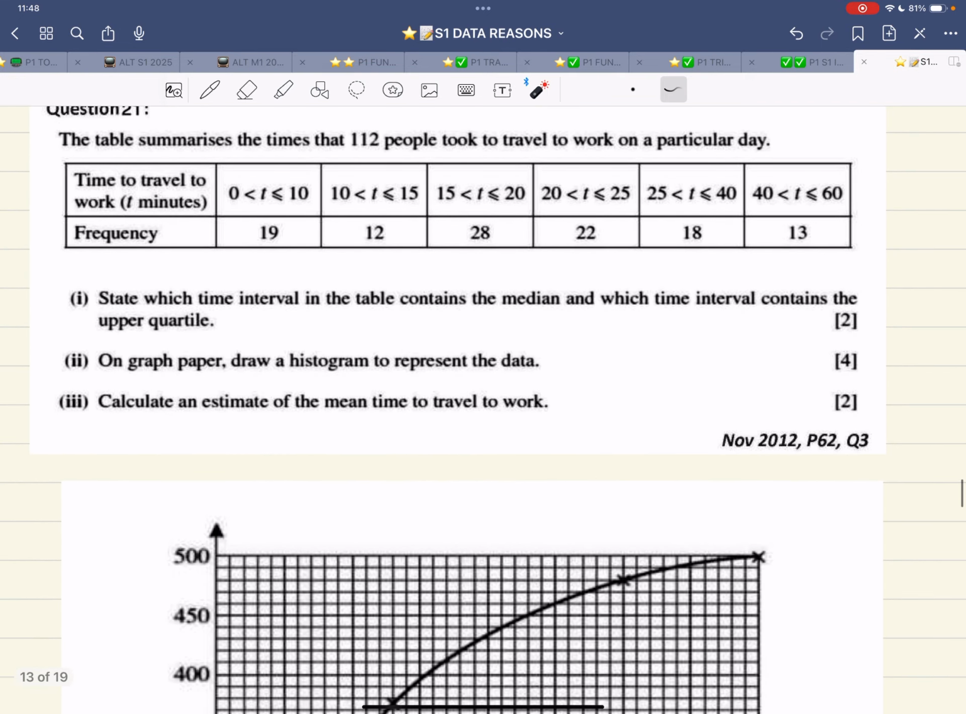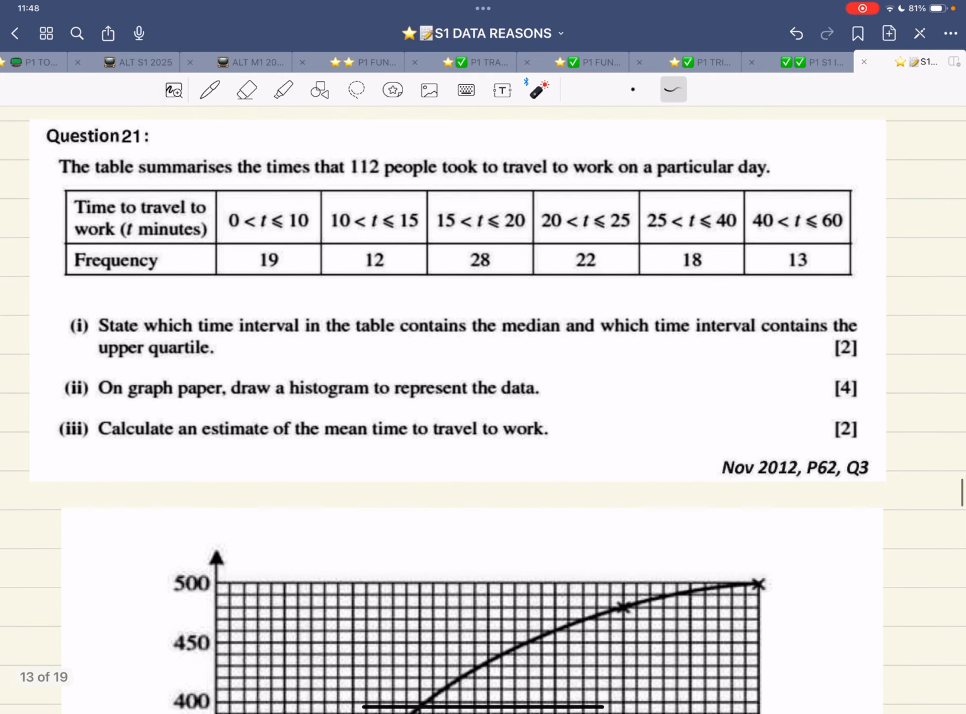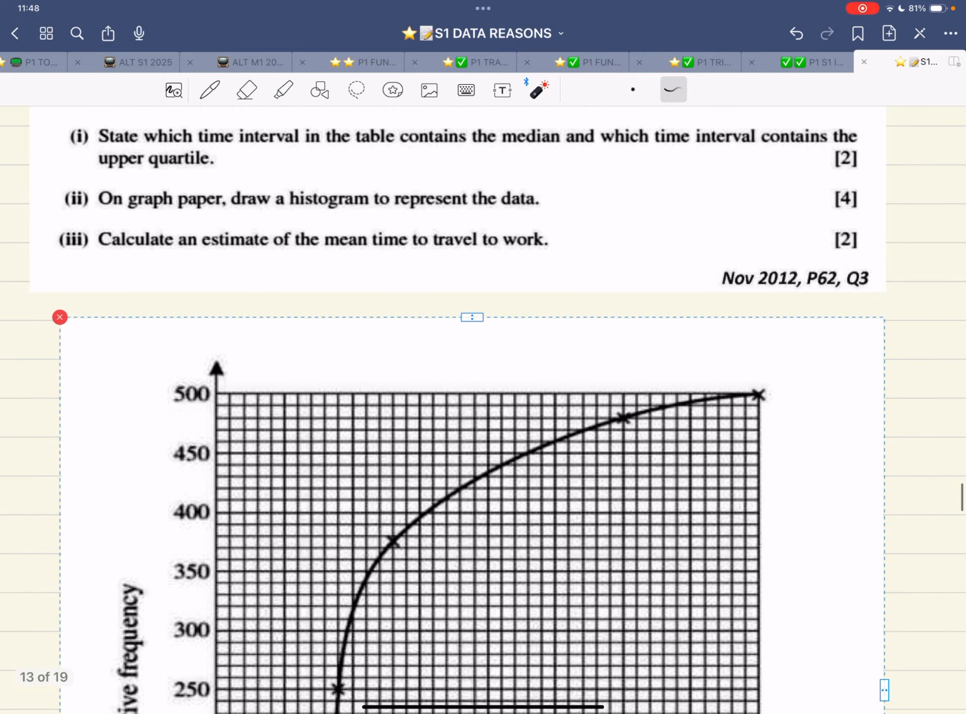Another question in which a table is given, a frequency distribution is given. They are asking, state which time interval in the table contains the median. So they're not asking for the median itself, they are asking which time interval, and which contains the upper quartile, and then it's a histogram and calculate an estimate time to travel. I think this is something else that is pasted over here. So let me just remove this thing.